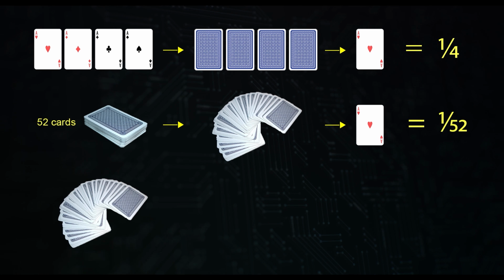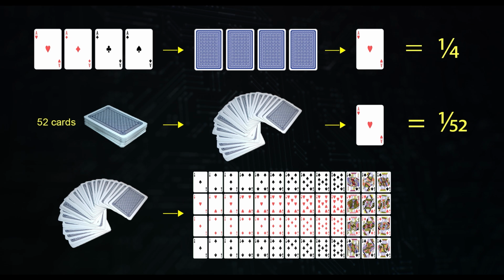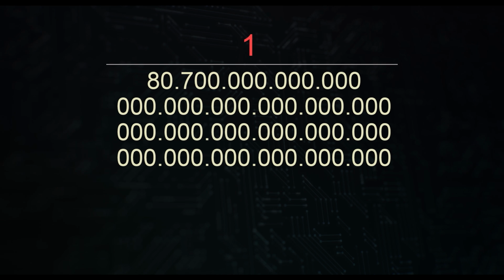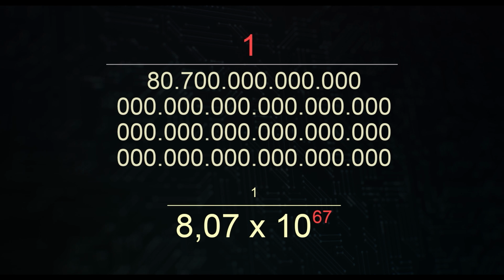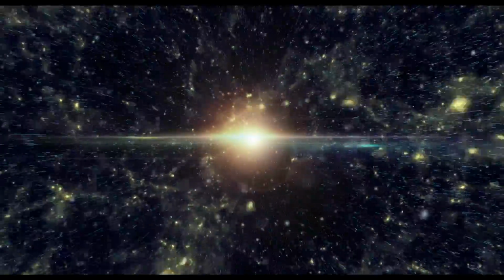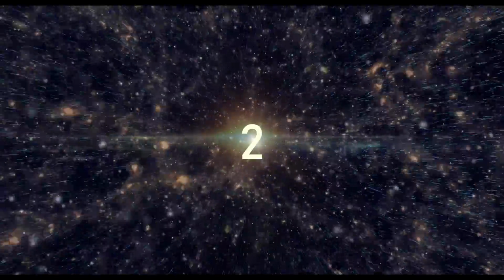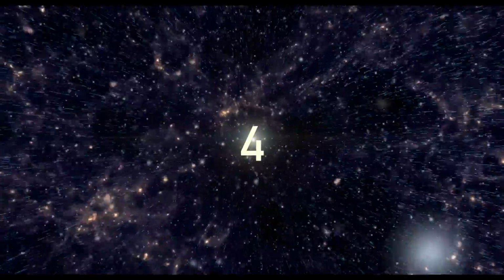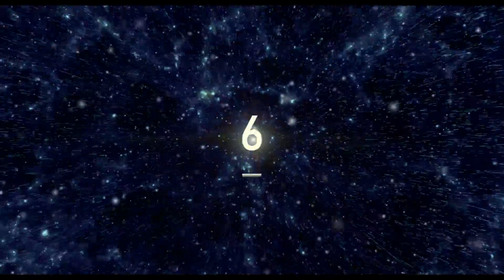But if we want to draw all the cards of the same deck, in this precise sequence, the odds will drop to 1 in 80,700,000 trillion, trillion, trillion, trillion, trillion, trillion. A number to the power of 67, a figure greater than the number of all planets in the universe. Since the time of the Big Bang, 13.8 billion years ago, when an attempt was made every second to pick that sequence of cards randomly, the calculation would continue today and for millions of years to come.